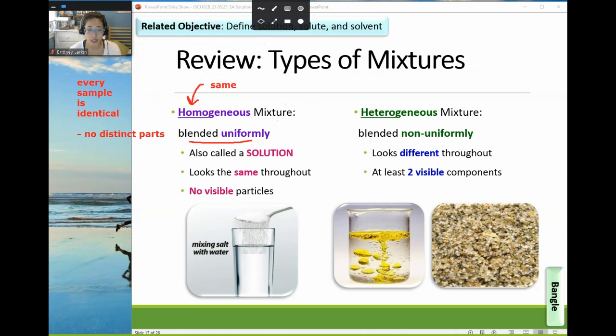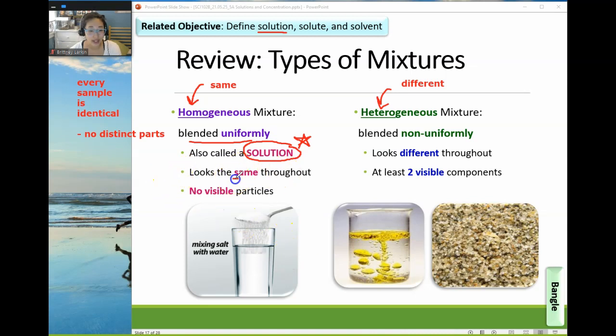Now, heterogeneous mixtures, on the other hand, the prefix hetero means different. All right, so again, this helps us to remember its definition. So these ones are blended non-uniformly, meaning that there's very distinct parts to it, or that, for example, if you were to take different samples, each sample would be a little bit different, okay? So homogeneous mixtures, just so you know, are also called solutions, which, if you remember from our objectives today, we are defining what a solution is, so this is why this is important to review. So a homogeneous mixture can also be called a solution.